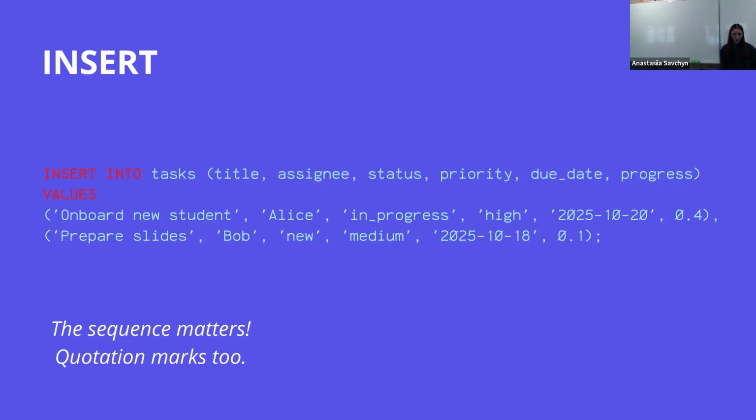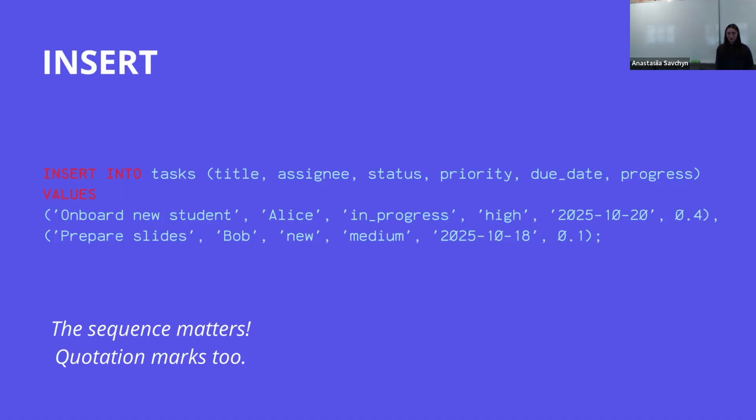And an important note about this is that the sequence matters. So if you specify your fields, title, assignee, status, then when you are inserting your values, you also have to follow this sequence: title, then assignee, and then status. Because otherwise the data will not be structured well. And also about quotation marks.